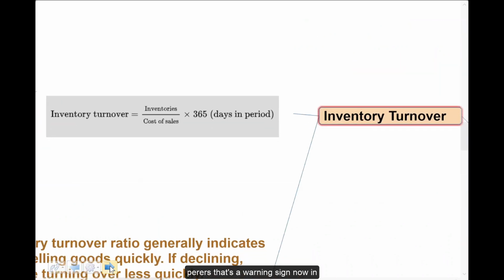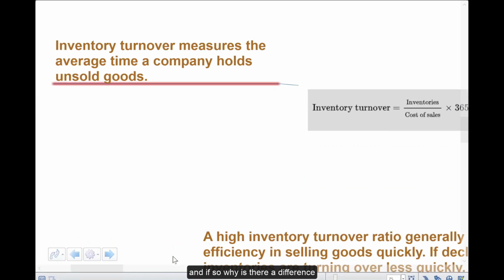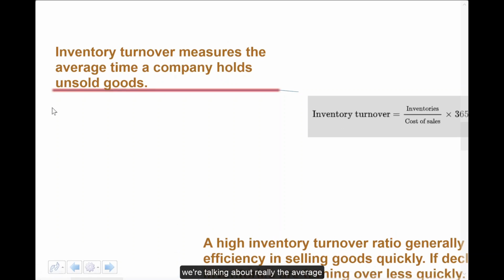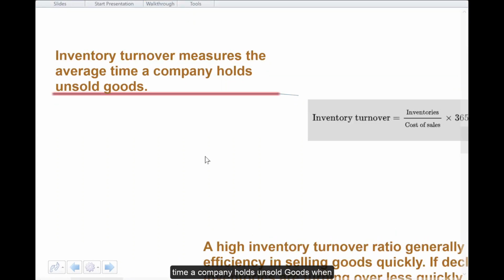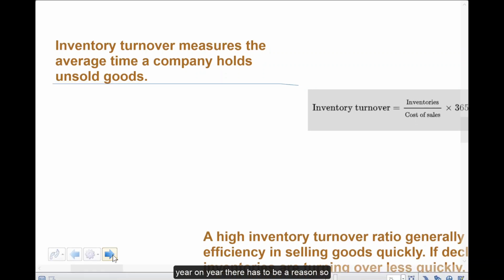That's a warning sign. Now, in terms of inventory turnover calculation, pretty simple. Just inventories divided by cost of sales times 365. And we'd really be looking to compare that figure, let's say on an annual basis, with perhaps the figure in the previous year and wondering, is there a difference? And if so, why is there a difference? We're talking about really the average time a company holds unsold goods. When we're talking about unsold goods, we're talking about the value of inventory. Why is it that that's increased dramatically year on year? There has to be a reason.